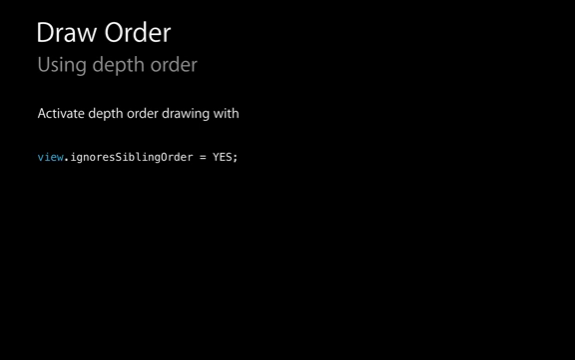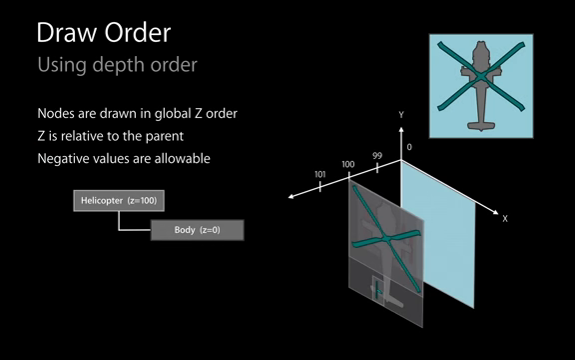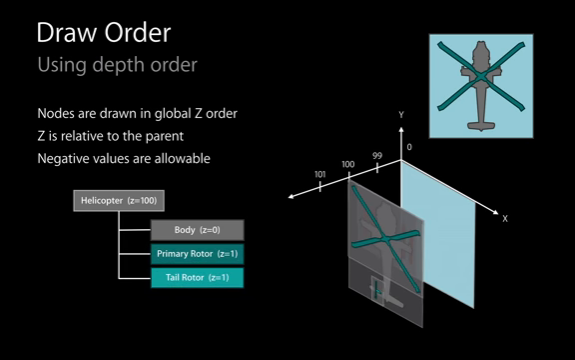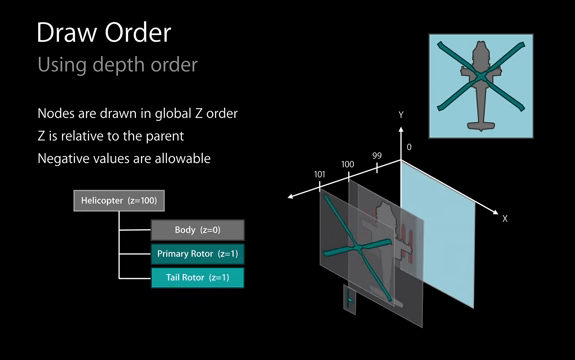If we set ignore sibling order to yes, we can use depth to control the order. That's going to be pretty helpful. So we've got the helicopter. We are going to arbitrarily set it on level 100. Let's stretch out the rotors and pull them towards the camera at level 1. Now, let's push the missiles back, like that.